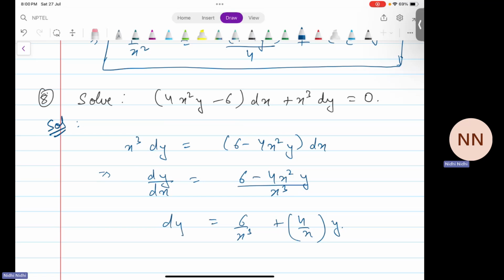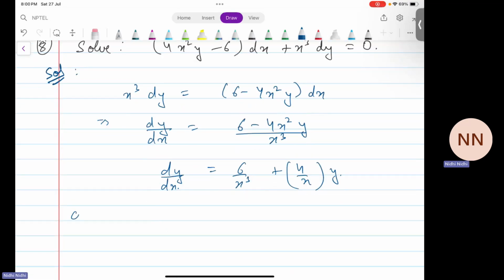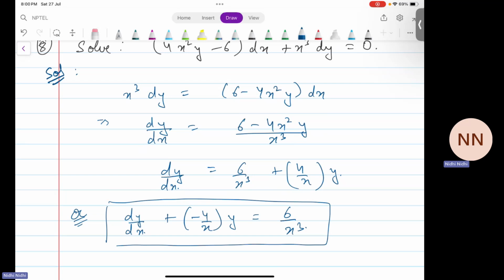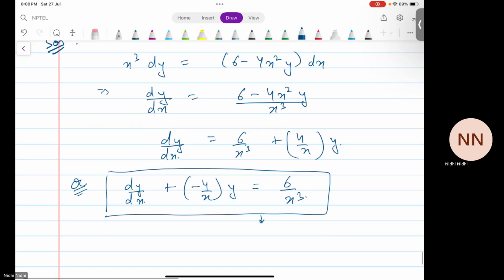Now we can see that the maximum power of y over here is 1. So we are in the form of linear differential equation. Or we can write it as dy by dx plus minus 4 by x y is equal to 6 by x cube. This is the most general linear differential equation.